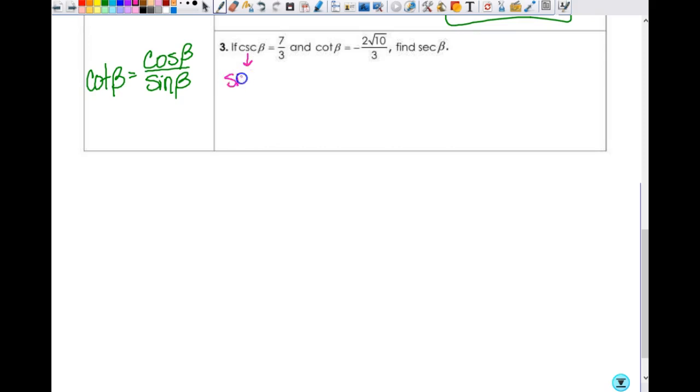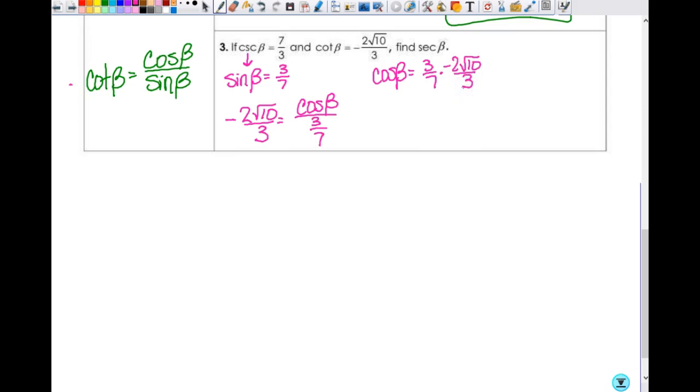Sine. So that means I know that the sine of beta is 3 over 7. Does that make sense? Because I've just taken the reciprocal. I know nobody asked me for the sine, but I know that much. Now I can use this. So the cotangent is negative 2 square root of 10 over 3. That's equal to the cosine of beta over the sine of beta, which is 3/7. Everybody with me? So now I multiply both sides by 3/7, and I'll get that the cosine of beta is equal to 3/7 times negative 2 square root of 10 over 3.